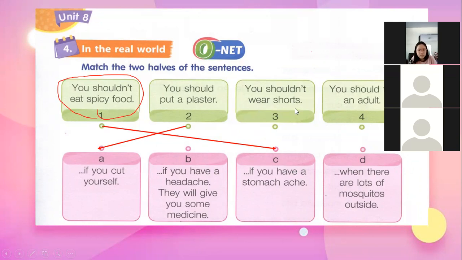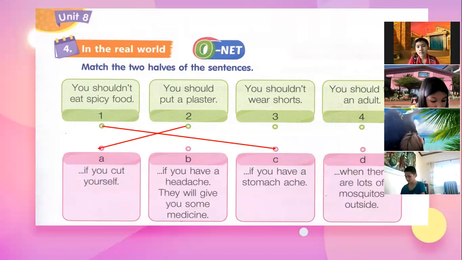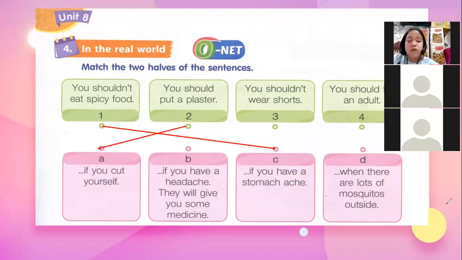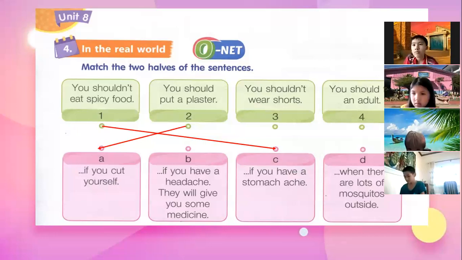Okay, number 3, you shouldn't wear shorts. Kwan. When there are lots of mosquitoes outside. Very good. When there are lots of mosquitoes outside, you're not supposed to wear shorts. Okay, number 4, you should tell an adult. You should tell an adult.